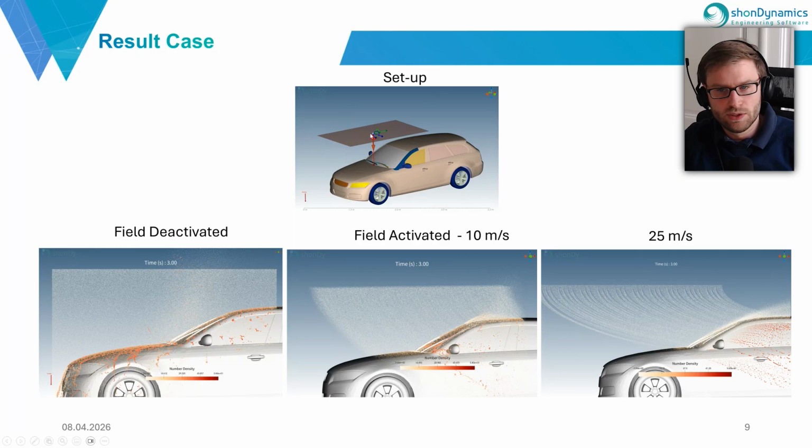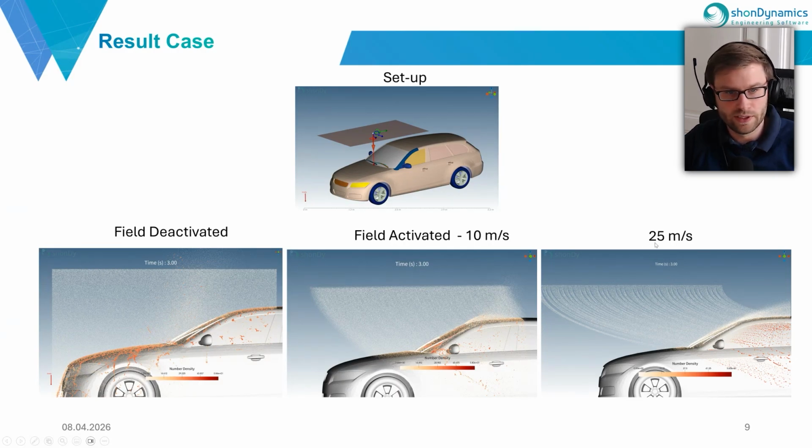I want to show you now the results of these kinds of simulations in a slightly different setup, but here also with the rain setup at the top of the car with different flow fields. One is with the field deactivated, so the rain comes directly straight onto the car, then with a rather slow boundary condition of a 10 meters per second flow field, and a 25 meters per second flow field.